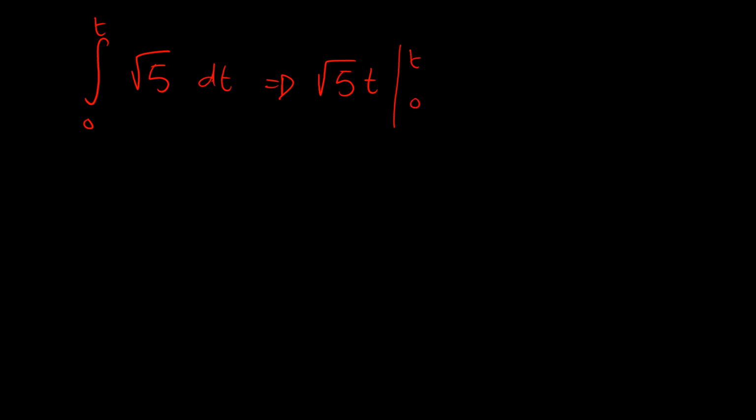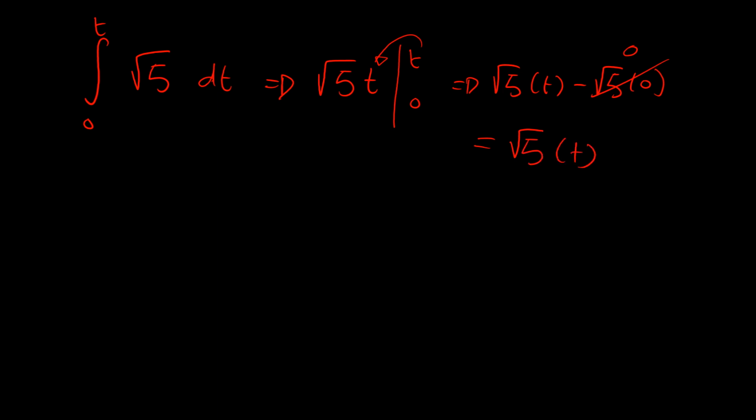Okay, now plugging in the values, so square root of 5 times 2 minus square root of 5 times 0. This leads to 0, so the answer simply becomes 2 square root of 5. So this is the answer. This is the arc length of the vector function, the function traced by the curve.